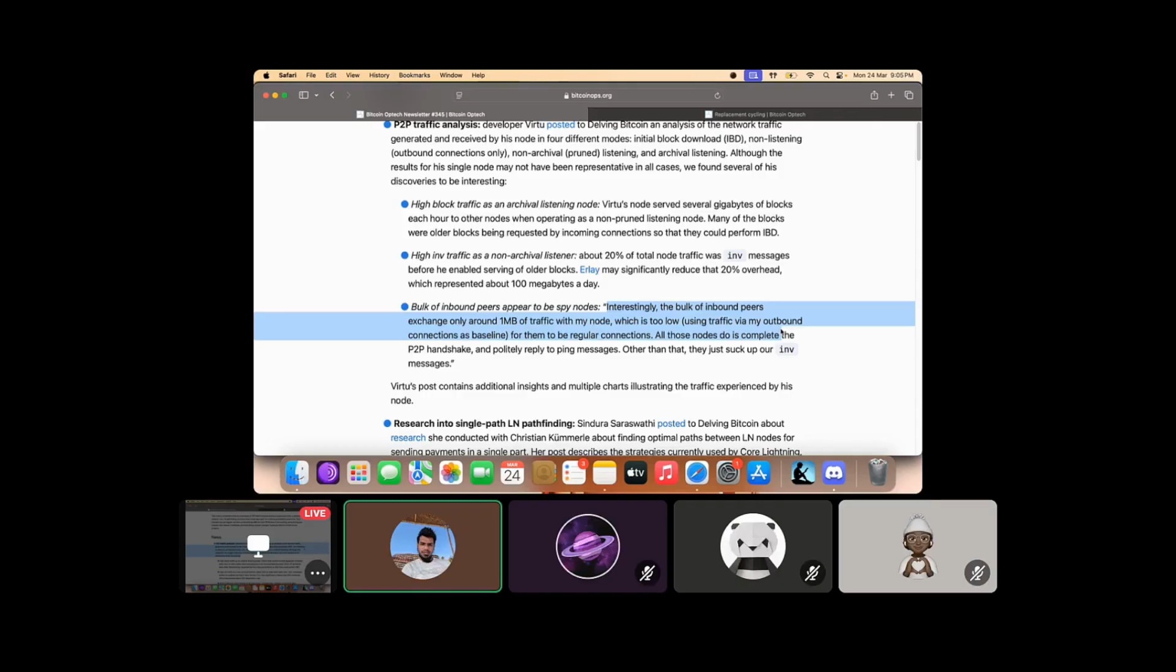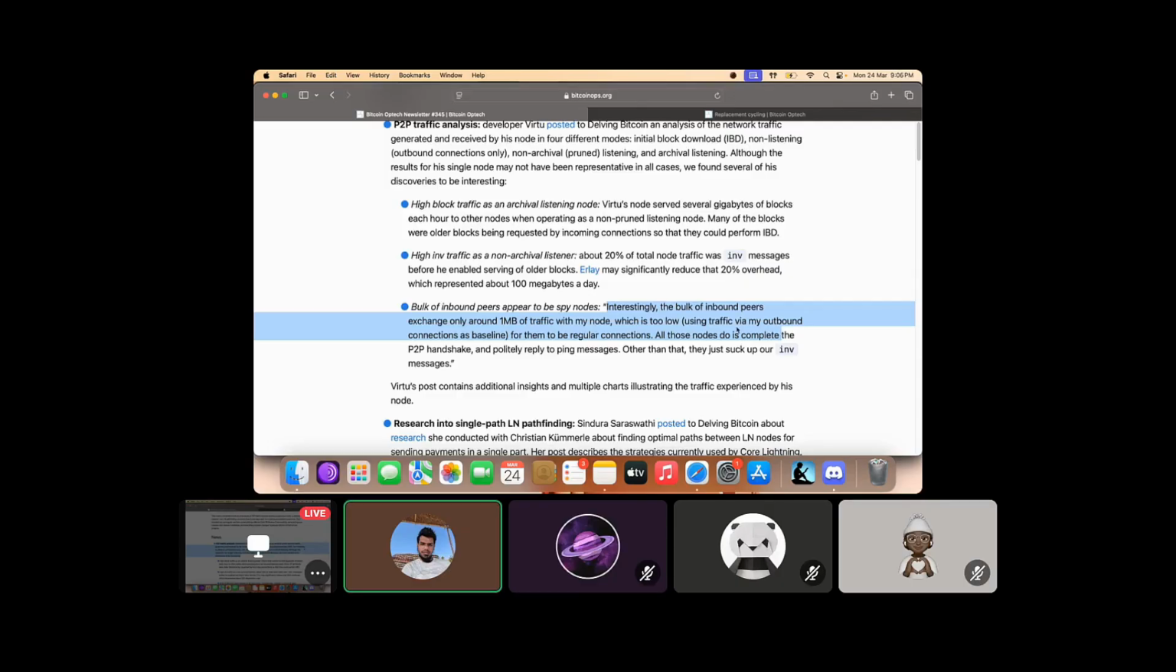Because if you want to exchange genuine information, INV messages, or if you want to serve blocks to nodes that are bootstrapping, this is usually 100 MB or maybe even gigabytes. So if a peer is exchanging only 1 MB of traffic with you, then there is a possibility that this is a spy node. They're not interested in exchanging actual information with you. They are just establishing a connection with you to spy on you.